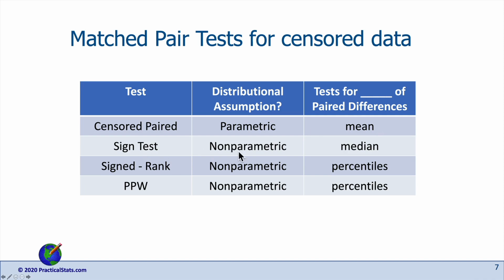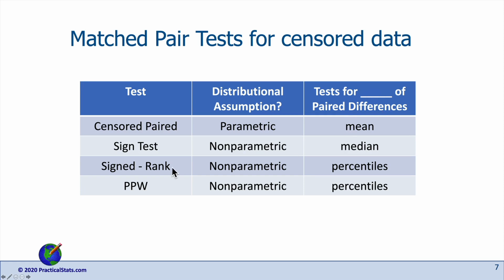The sign test is a non-parametric test. The signed rank test is a non-parametric test. And the paired Prentice-Wilcoxon test is a non-parametric test. All three of these have similar, though not identical, null hypotheses. They are tests for whether the median of the paired differences equals 0.